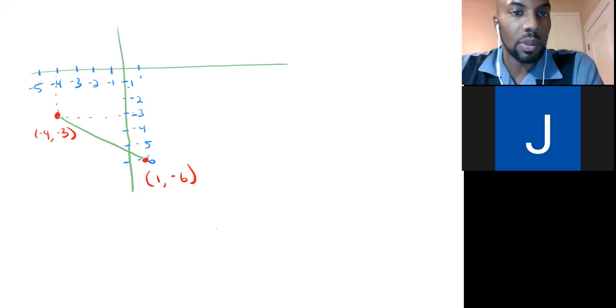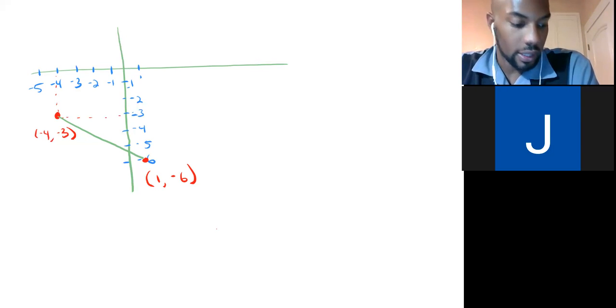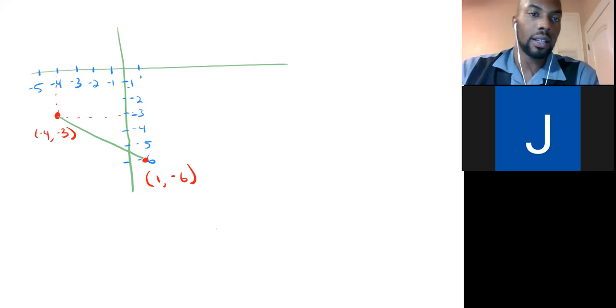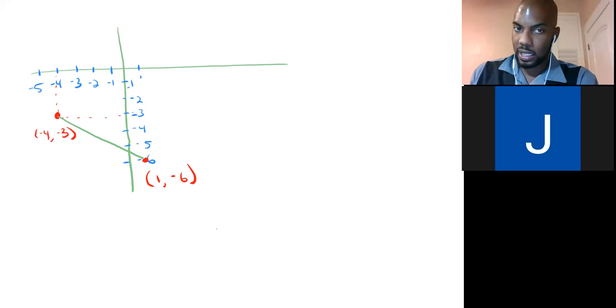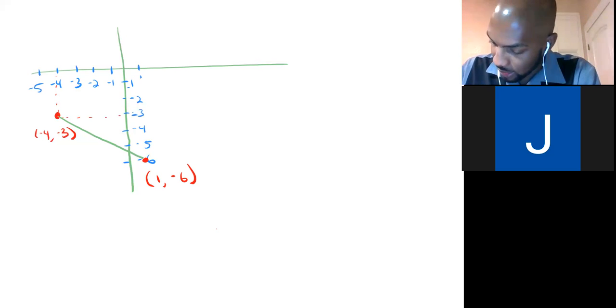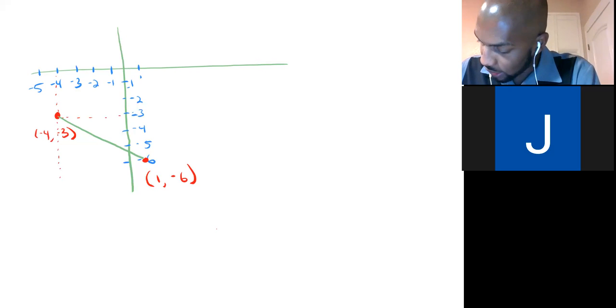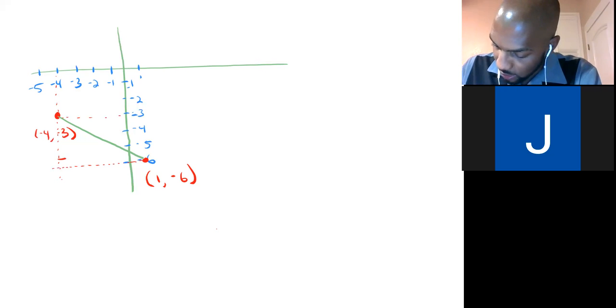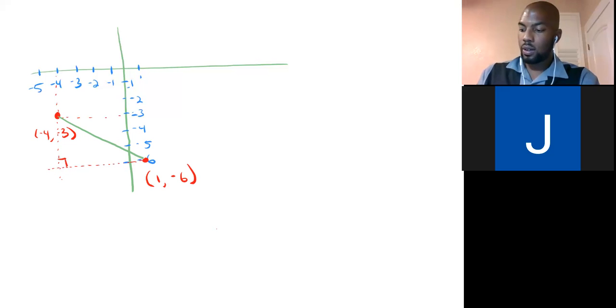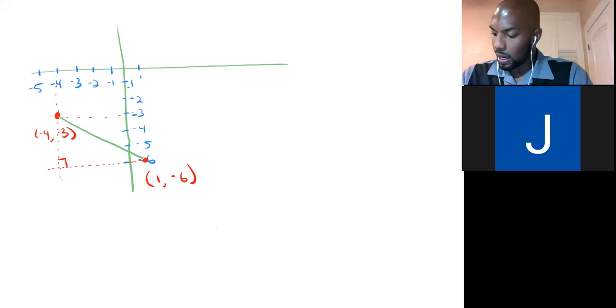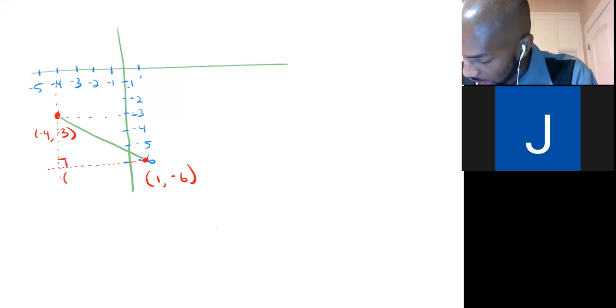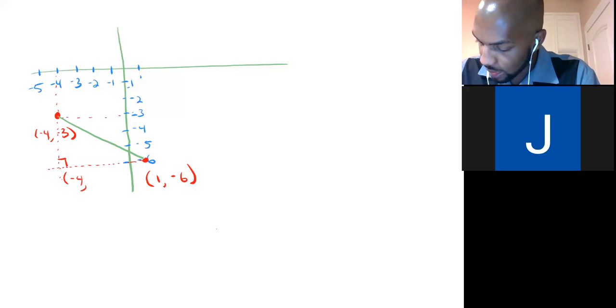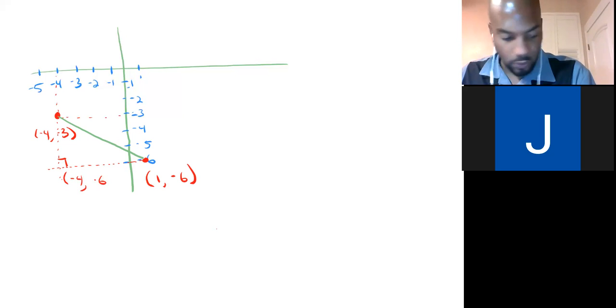Well, I need to find some place where I can draw a right triangle. And I think I see one right there. If I draw a line continuing down from this point, and I draw a line continuing over from this point, I can see that I can create a right triangle there. All right, now I have to find out what this point is, and it looks like it's the point -4 on the x and -6 on the y.